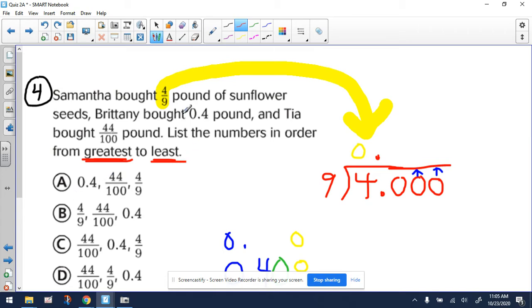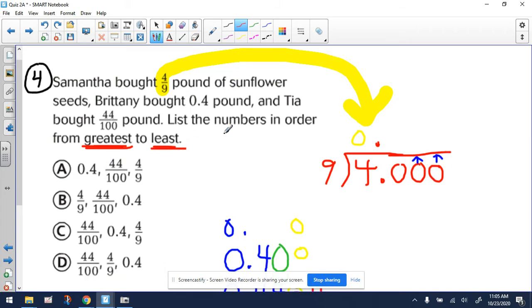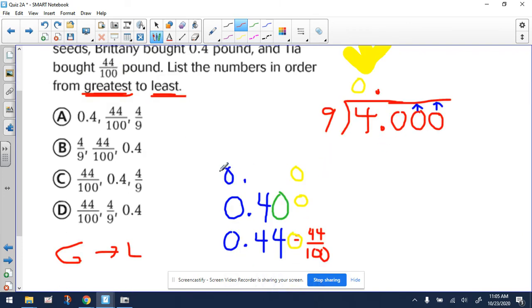Samantha bought 4/9 pounds of sunflower seeds. Brittany bought 4/10 pounds. And Tia bought 44/100 pounds. List the numbers in order from greatest to least. Now, again, we see we have a bunch of fractions here, so that 4/9 keeps coming up in the answer choices. So that means we really need to find the decimal equivalent of that by dividing 4 divided by 9.